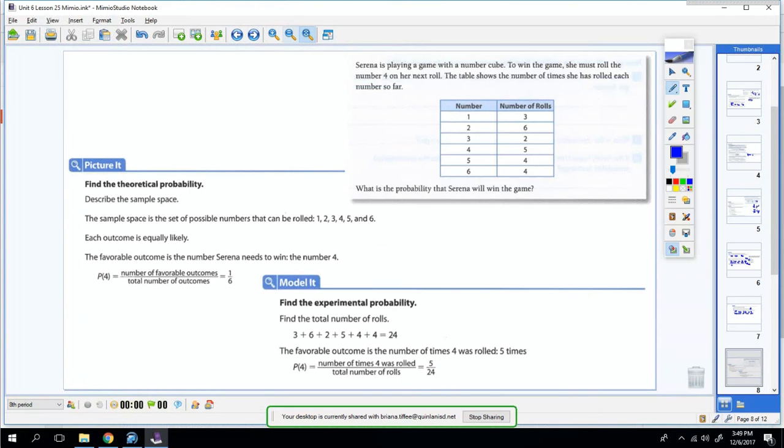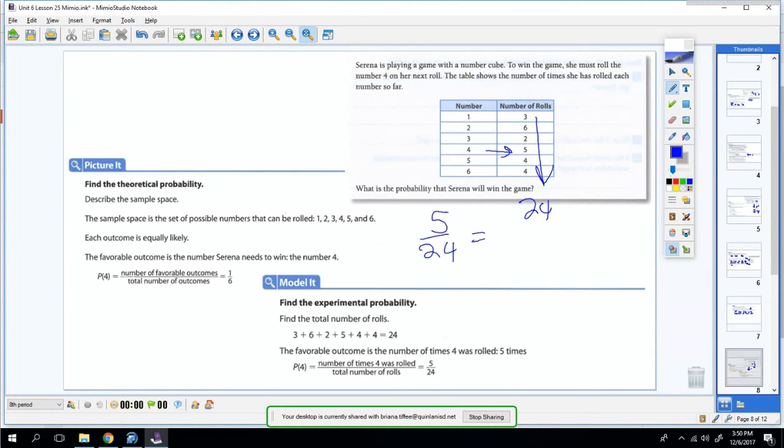So Serena is playing a game with the number cube. To win the game, she must roll the number 4 on her next roll. The table shows the number of times she has rolled each number so far. What's the probability that Serena will win the game? Well, first off, we have to add up all the rolls. If you add up all the rolls, you get 24. For her to win the game, she has to get a 4, which she already got 5 out of 24. So her probability of winning is a 5/24 chance.